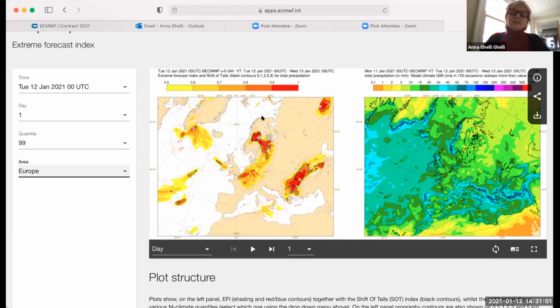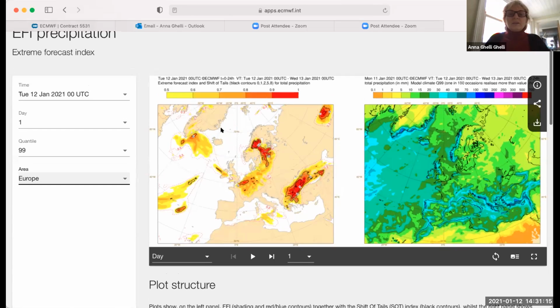So you see here, we are in the UK, so me and Becky are here, and this one is Scandinavia, moving north. The event here is precipitation, and we have selected here precipitation in the next 6 days.